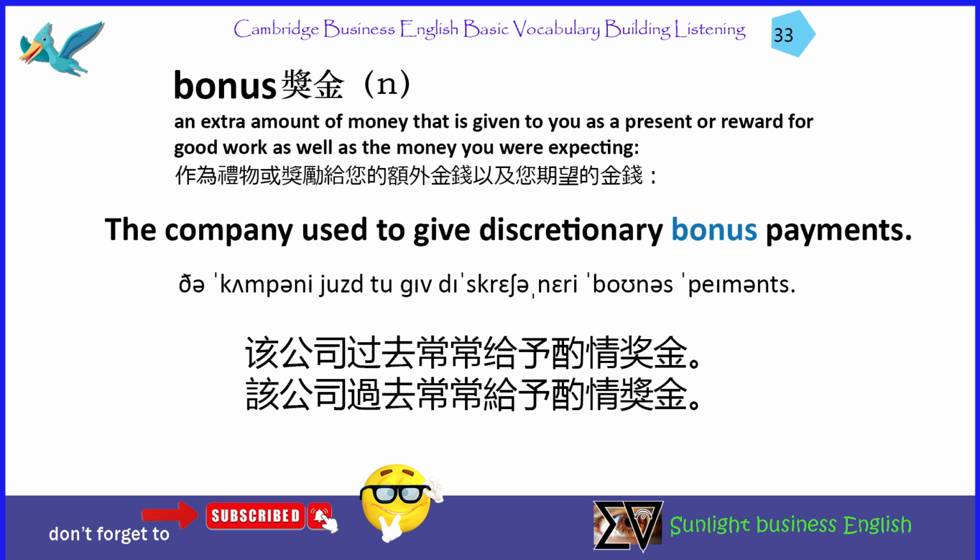Bonus. An extra amount of money that is given to you as a present or reward for good work as well as the money you were expecting. The company used to give discretionary bonus payments.